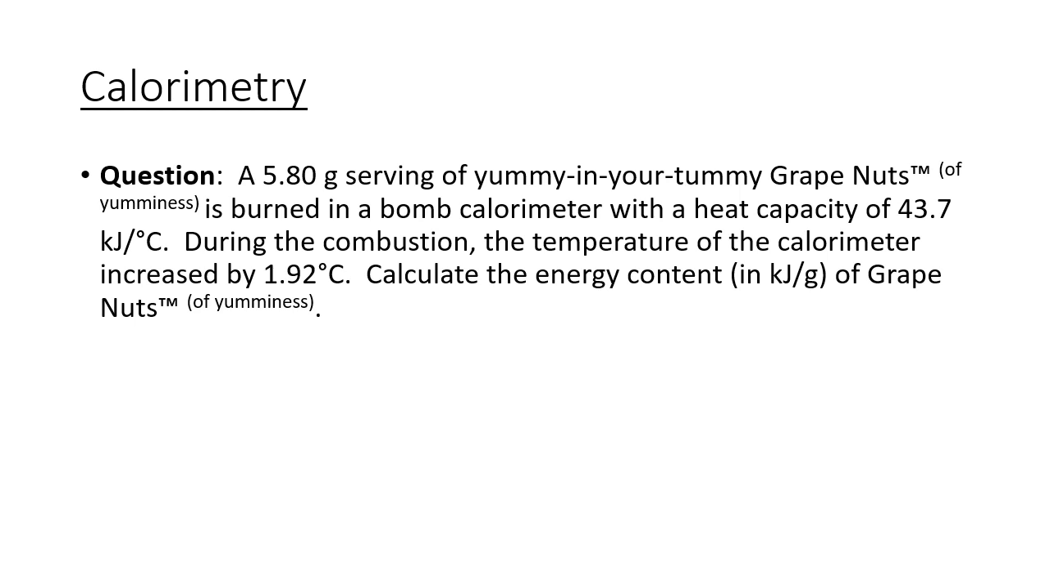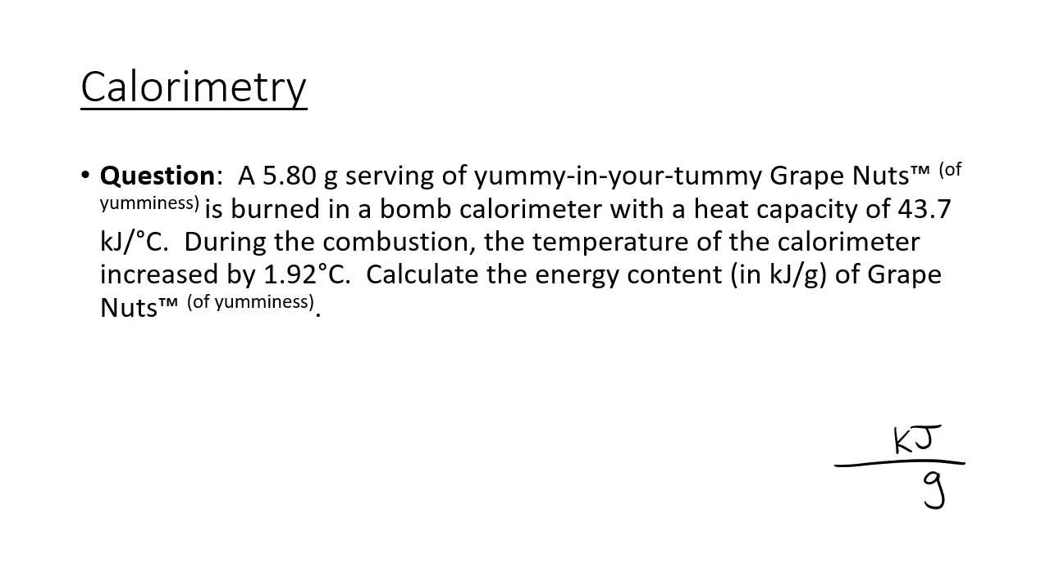A 5.80 gram serving of Yummy in Your Tummy grape nuts is burned in a bomb calorimeter with a heat capacity of 43.7 kilojoules per degree Celsius. During the combustion, the temperature of the calorimeter increased by 1.92 degrees Celsius. Calculate the energy content in kilojoules per gram of grape nuts. So we want to know the kilojoules per gram of energy in there, and it helps to keep that in mind as we go along. It's kilojoules per gram of grape nuts.